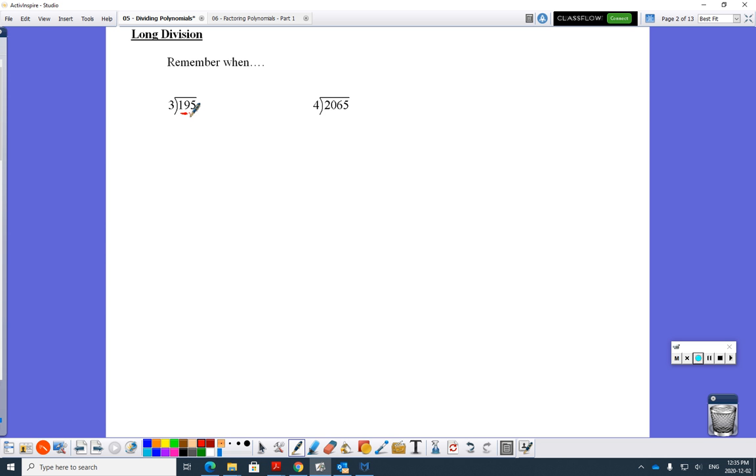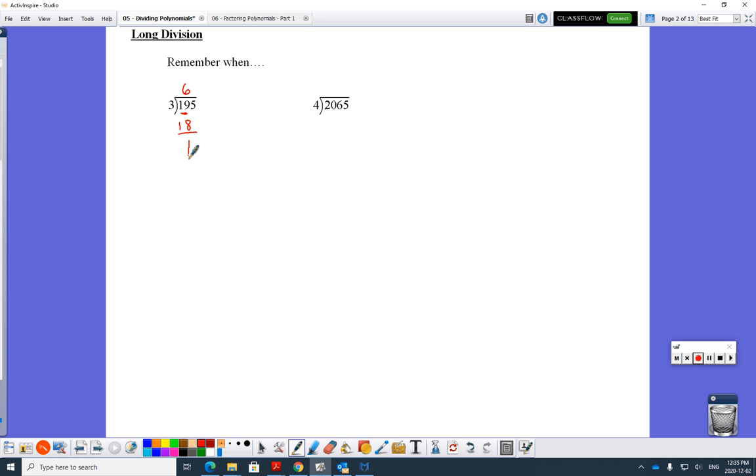Then you look for the biggest number that goes into 19. 3, 6, 9, 12, 15, 18. However you figure it out, how to get the most out of this. And the most would be taking 6 threes out of it. So I write up here, okay, I'm going to go after 6 of them. Then I multiply the 6 and 3 together to say, okay, I'm taking out 18 and subtract.